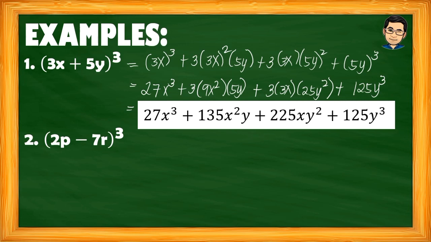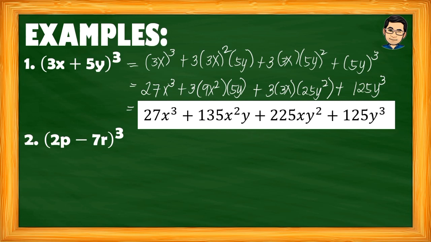So, kung mapapansin nyo, yung unang variable, yung x, pababa siya. X cubed, x squared, x, until yung sa last term niya, wala ng x. And then naman yung y, pataas. So, y squared, y cubed.